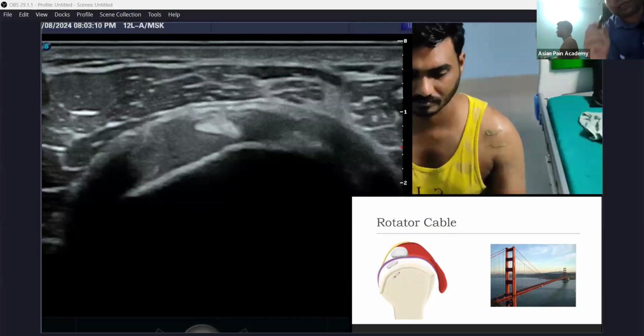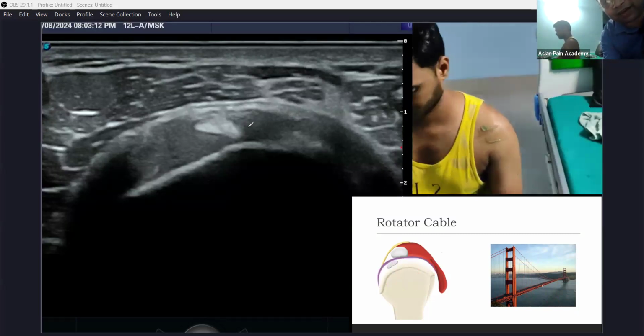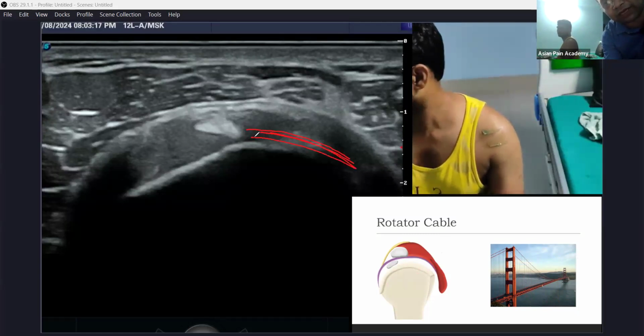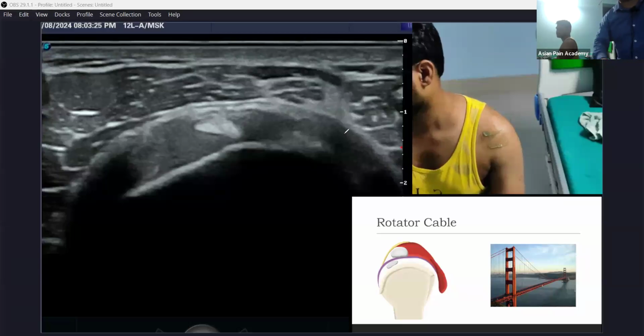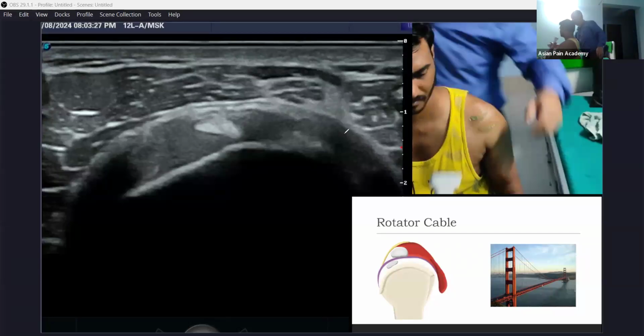So where will I see this rotator cable, a different type of structure, a fibrous, tendinous structure? We can see it just below the supraspinatus muscle, the supraspinatus muscle or tendon area. So that is the rotator cable. Just let me show you.